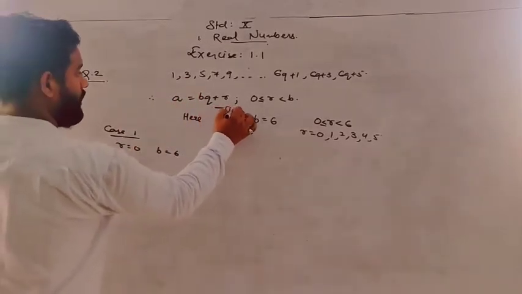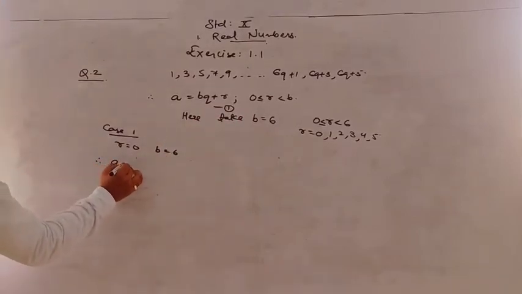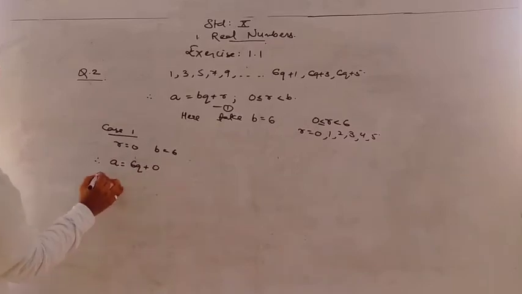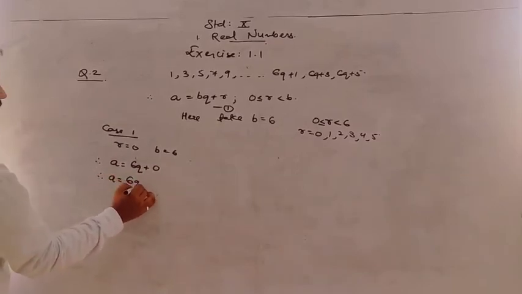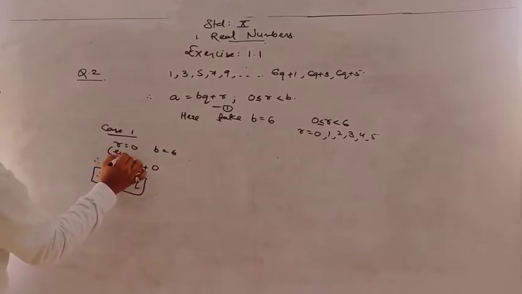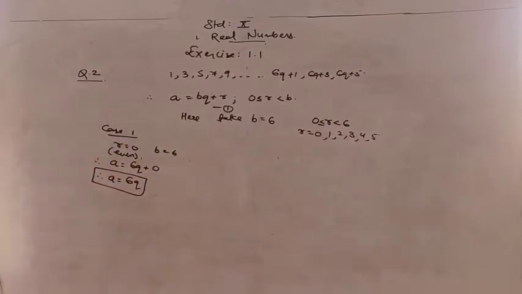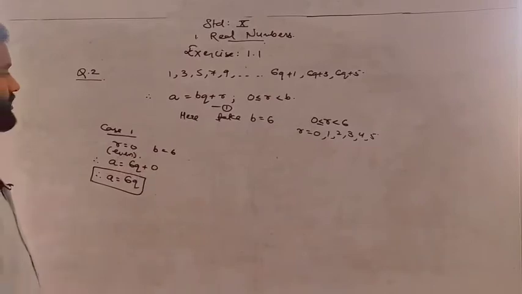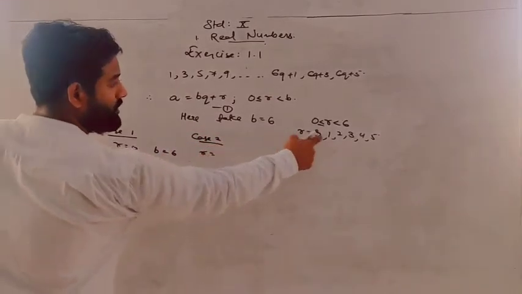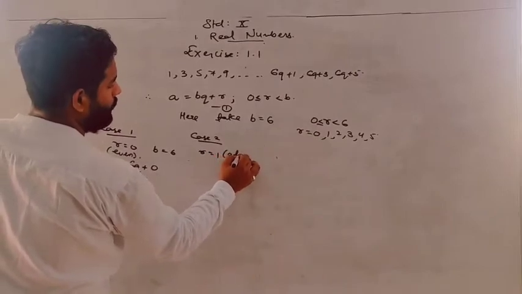Now put this value in equation number 1. So I can write a is equal to, b is your 6, so 6q plus 0. So a is equal to 6q. Here the number is even. Then let's see case number 2. In case number 2, what you have to do? You have to take r equal to the next number. What is the next number? 1, which is odd.